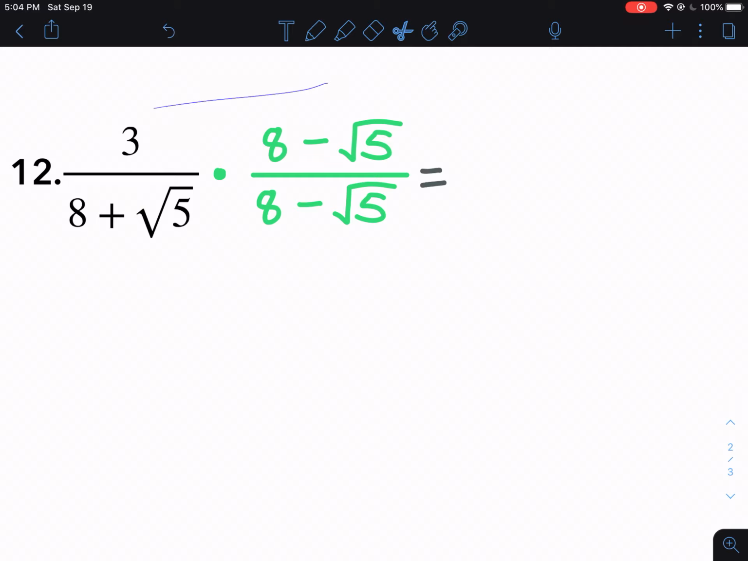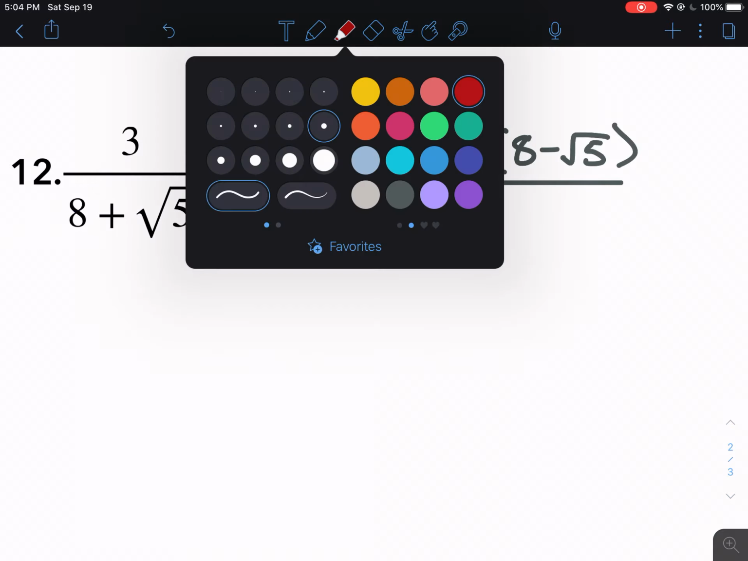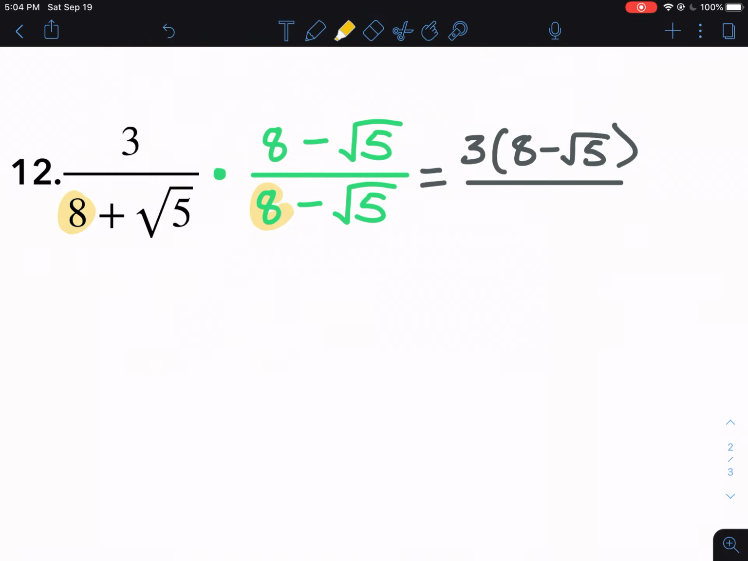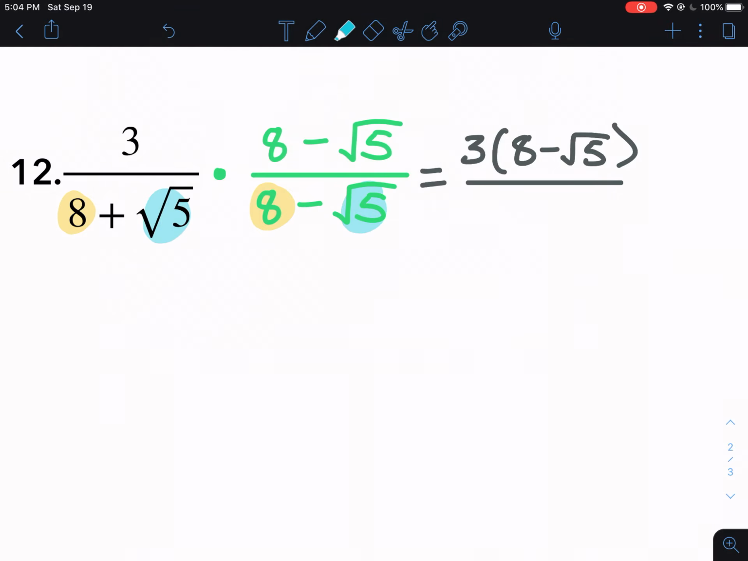So on top we're going to multiply all the way across, giving us 3 times 8 minus the square root of 5. And then on the bottom we follow our difference of squares pattern. We've got 8 and we've got the square root of 5, so we're going to plug those into our pattern.